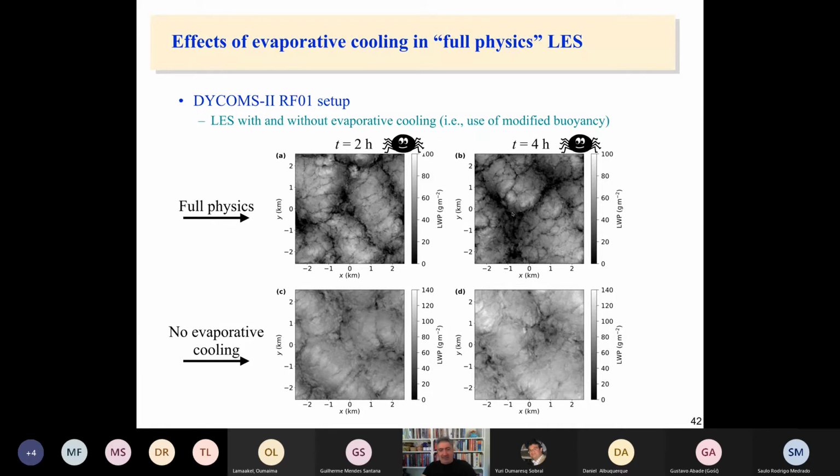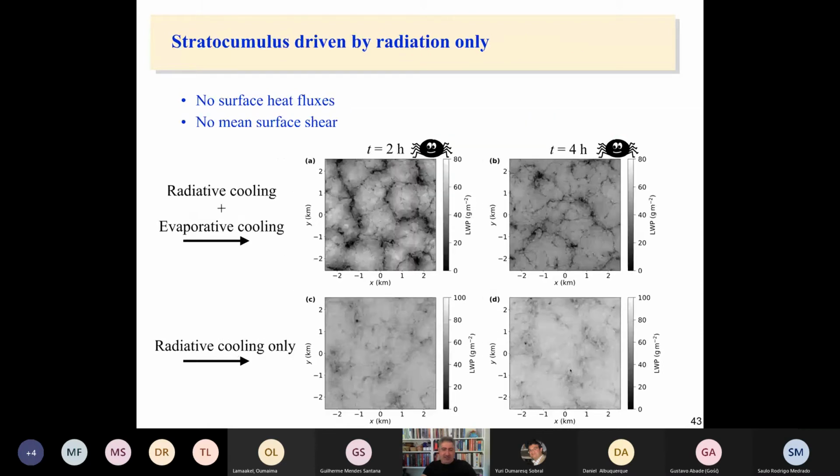So the top row is full physics runs, and then on the bottom row we have the same run, but we suppressed evaporative cooling. And this has a bit of an effect. Like you see, some of the lumps are there, but the spider web disappears. We did the same thing.